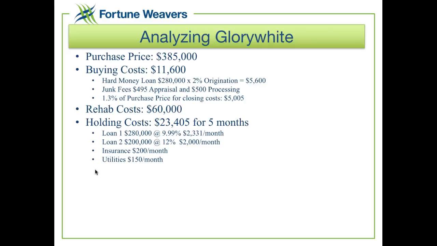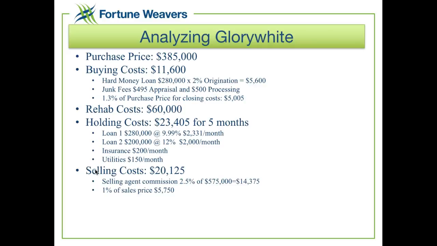Those two numbers combined. Multiply that by 5 because it was held for 5 months. Gives you our total holding costs on the loan payments. Insurance we're running at $200, and utilities at $150. So those numbers combined at 5 months equal $23,405 in holding costs.